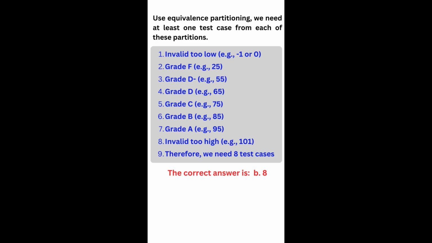So, using equivalence partitioning, we need at least 1 test case from each of these partitions. For invalid too low, take -1 or 0. For grade F, 25. For grade D minus, 55. For grade D, 65. For grade C, 75. For grade B, 85. For grade A, 95. For invalid too high, 101. Thus, we need 8 test cases.